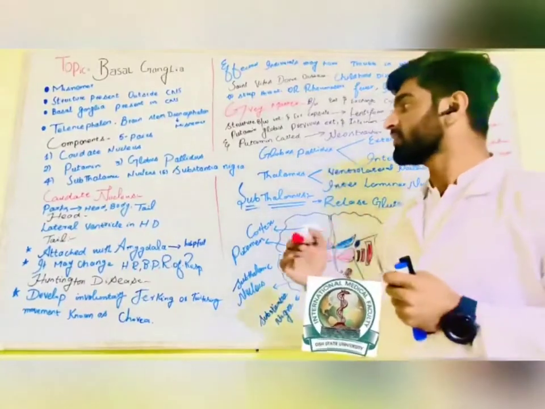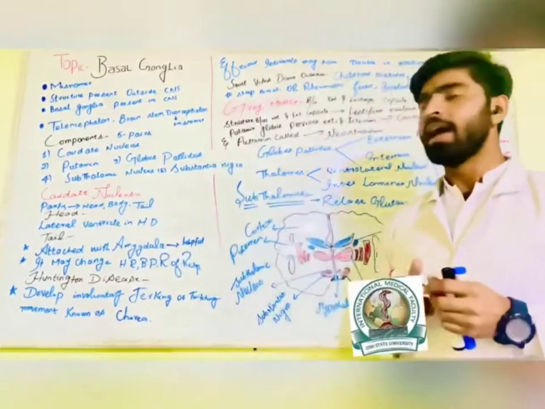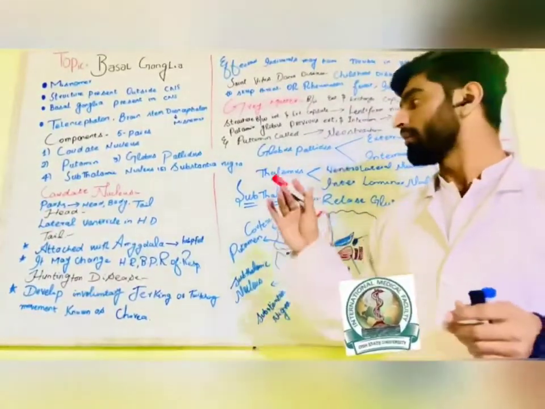First of all, I will discuss the caudate nucleus. The parts of the caudate nucleus are head, body and tail. The head is enlarged in the lateral ventricle in Huntington disease.